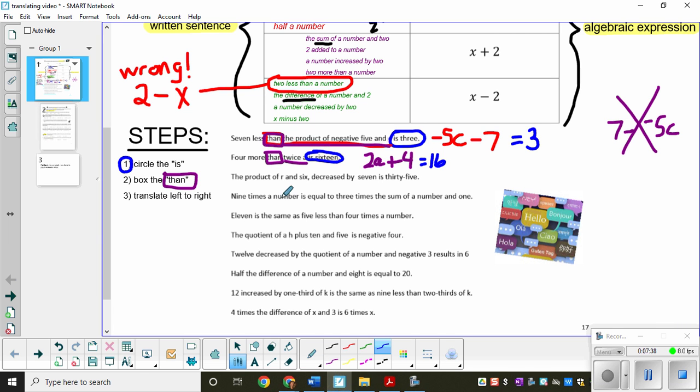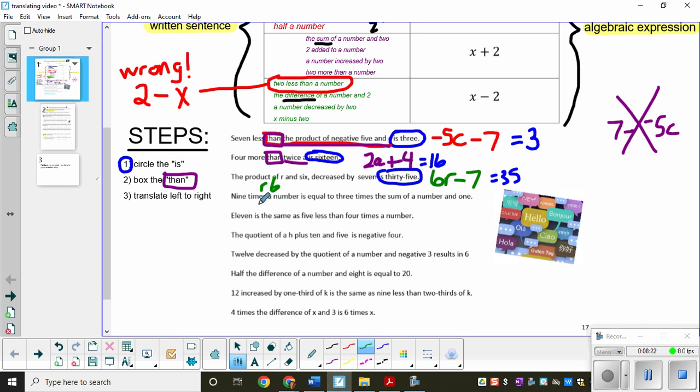All right, for the next one. The product of r and 6 decreased by 7 is 35. So here's the is 35. Now for this problem, y'all, there is no word than. So we're able to skip step 2 and literally just translate from left to right. Now the product of r and 6, remember we don't want to show r and then a 6. The coefficient always comes first. So here's the product of 6 and r. Now we're going to decrease that by 7, so -7. We've just translated this: the product of r and 6 decreased by 7 is 35.